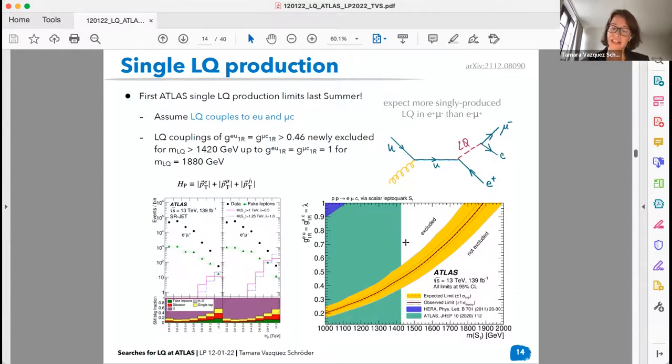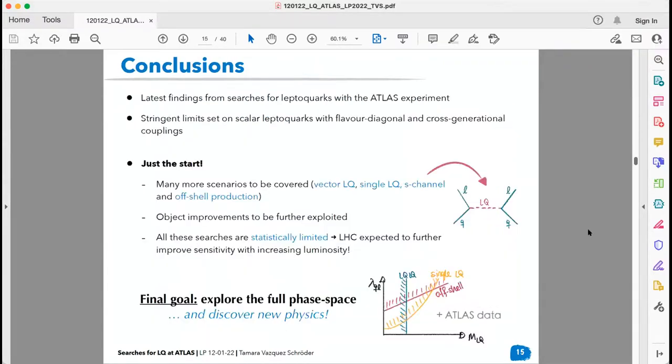And unfortunately, nothing is observed, but there is a substantial amount of additional exclusion in this 2D space between the coupling and the mass of the scalar LeptonPhoton with respect to a previous ATLAS search. So we're excluding from 0.46 coupling value. We're excluding now LeptonPhoton masses above 1.42 TeV, up to couplings of 1, at which we're excluding 1.88 TeV.